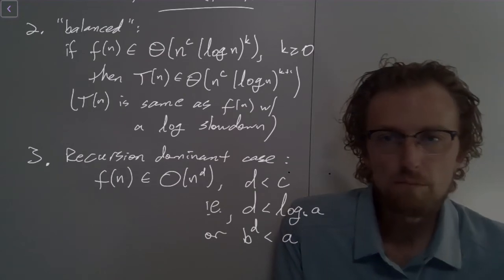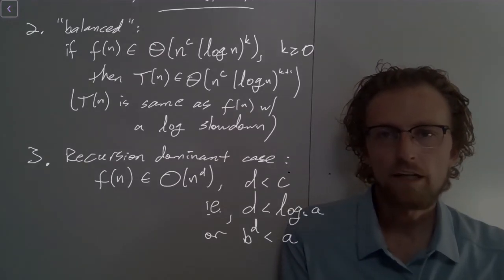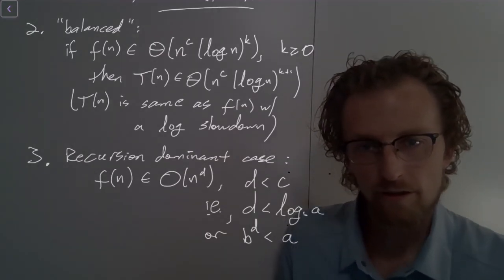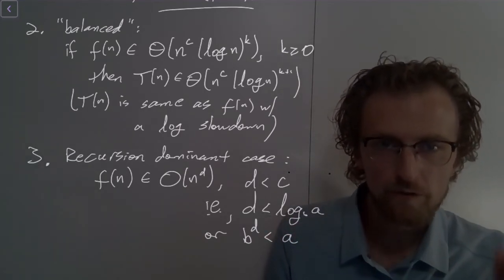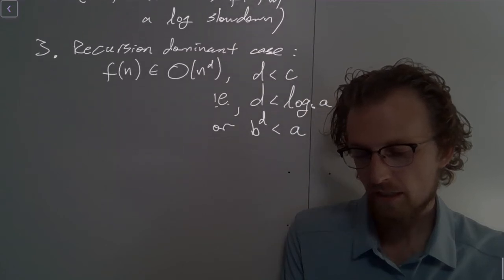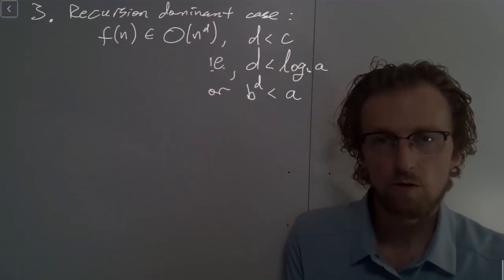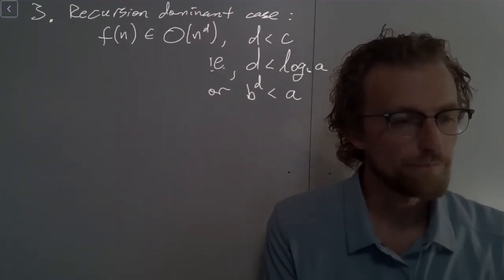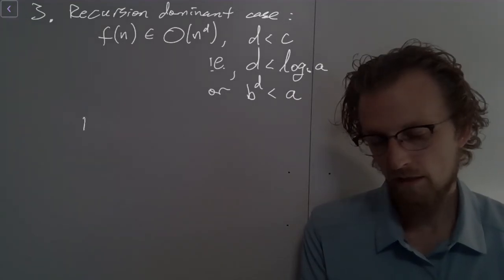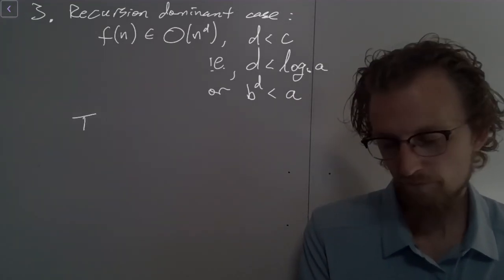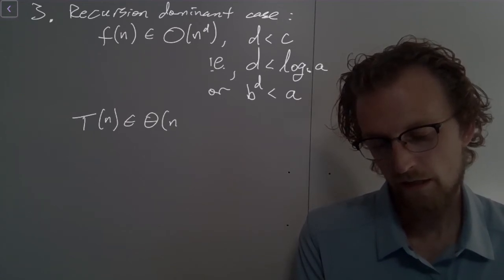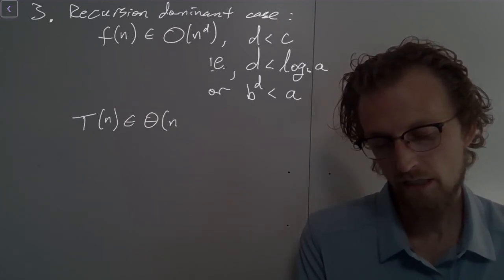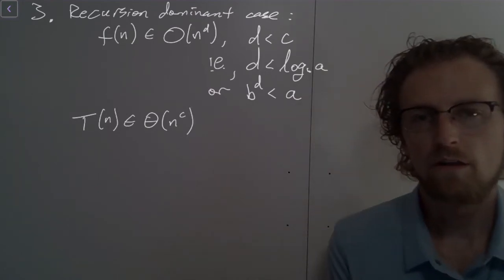And basically what this means is that the overhead is strictly faster. It is strictly upper bounded asymptotically by this n to the critical exponent. Then what do we have? We have then T of n is big theta of n to the d, n to the c.